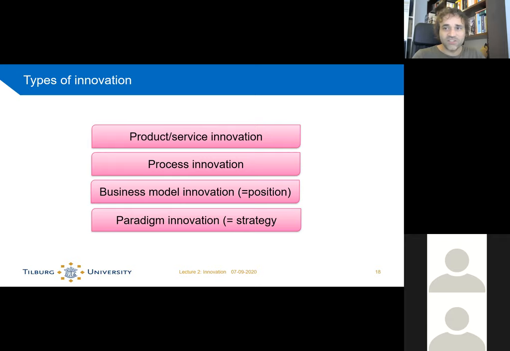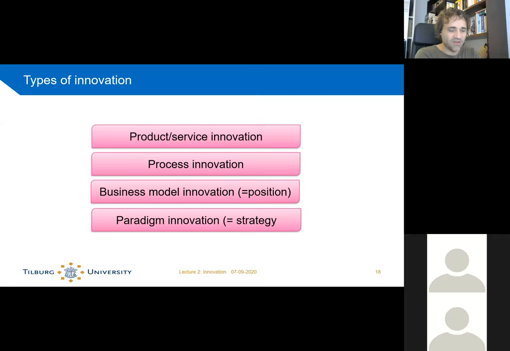The third one is business model innovation, and that's thinking about different ways to make money. Also with Airbnb, you completely change the whole value proposition of an industry. Booking has completely changed the way that we book hotels, which is also a change in business model. Some examples later.